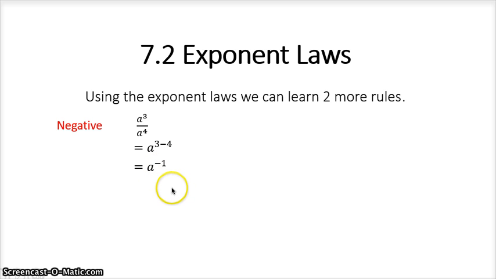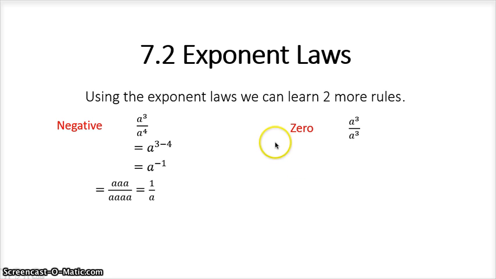Now if you were to write this as repeated multiplication, you had 3 a's over 4 a's, so 3 of the a's would cancel out and you would be left with 1 a in the denominator. So a to the negative 1 is the same as writing 1 over a.